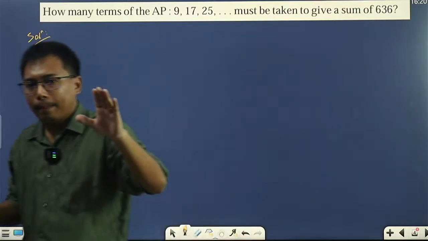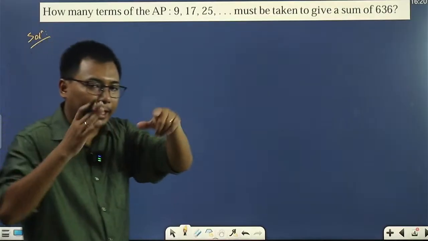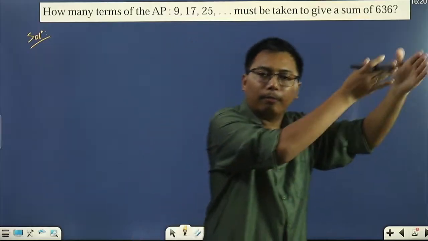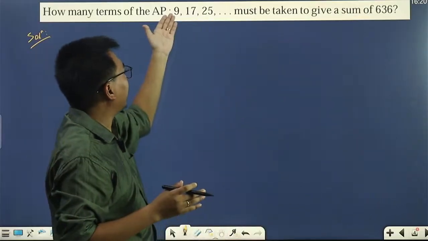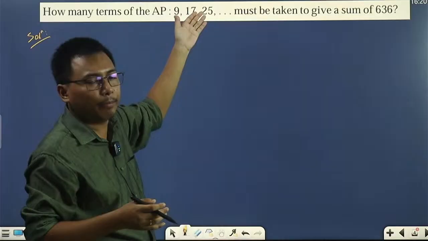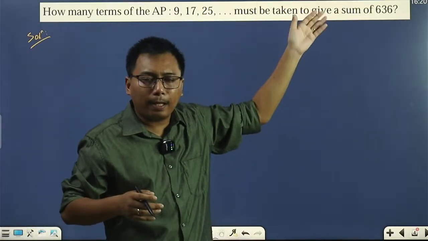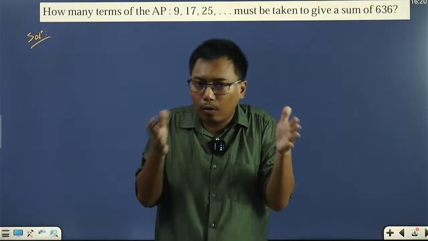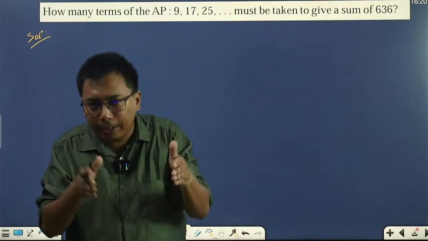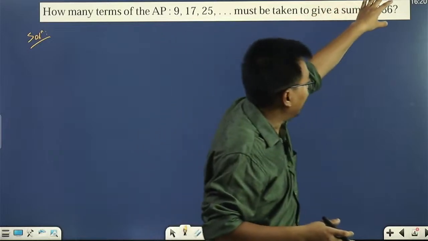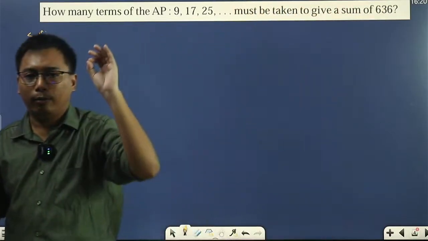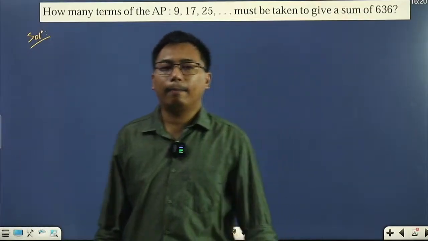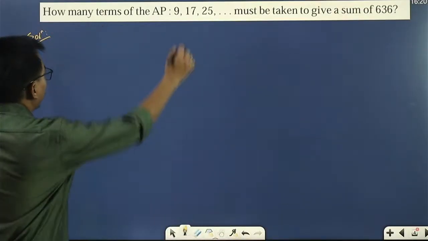Is it clear? I'll repeat it again. We have an AP: first term, second term, third term, fourth term. It's given. The first term is 9, the second term is 17, the third term is 25, and so on. In this AP, how many terms do we have to add? We don't know. We have to find the value of n here, the number of terms, to get 636.